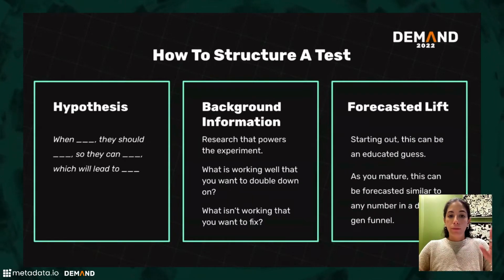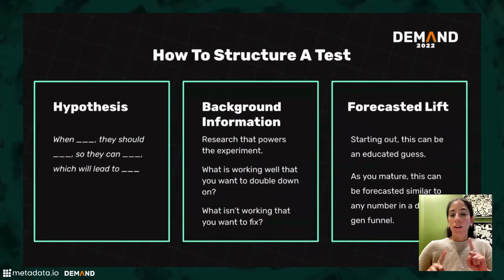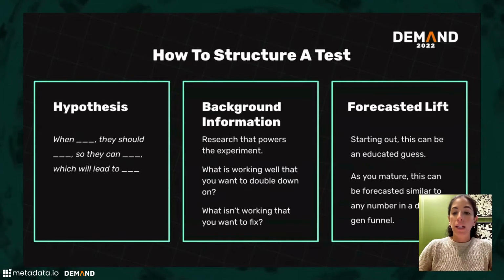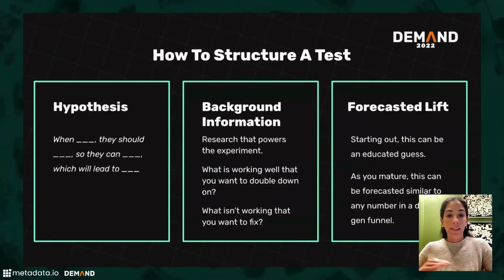And lastly, oh, no, not lastly, I'm sorry, there's one more slide after this. But if you were to start structuring tests, how would you go about documenting that so that you're not just running things on the website, and people come into the marketing channel on Slack and they're like, what the heck am I seeing on the website? Why is it like this?